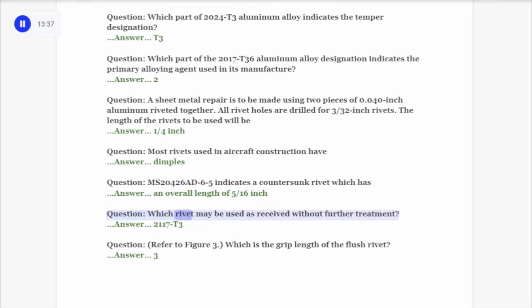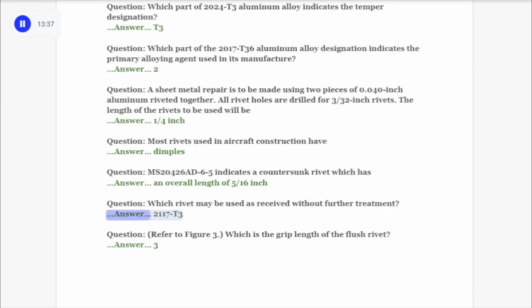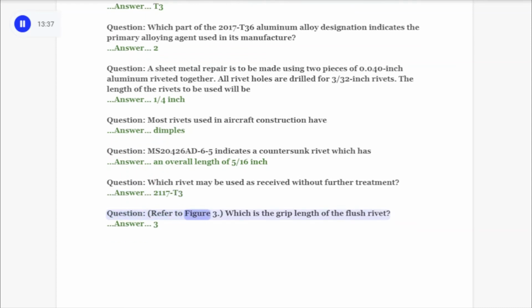Question: Which rivet may be used as received without further treatment? Answer: 2117 T3. Question: Refer to Figure 3. Which is the grip length of the flush rivet?